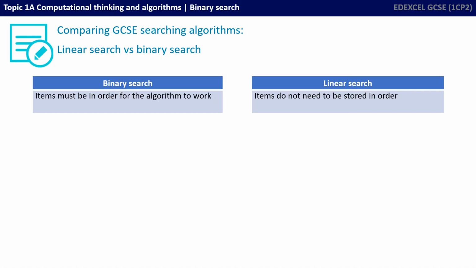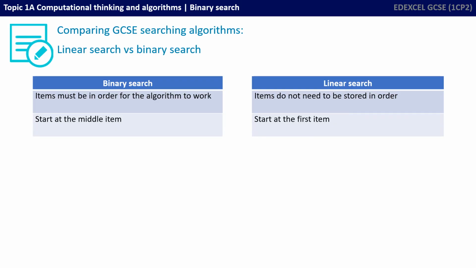So with a binary search, the items have to be in order for the algorithm to work, which means if they're not in order, you first have to perform some form of sorting algorithm before you could even start a binary search. With a linear search, the items do not need to be in any order at all, so it can start immediately with an unsorted list.